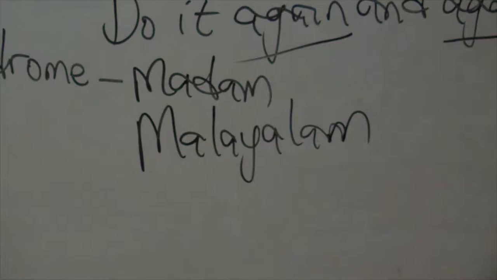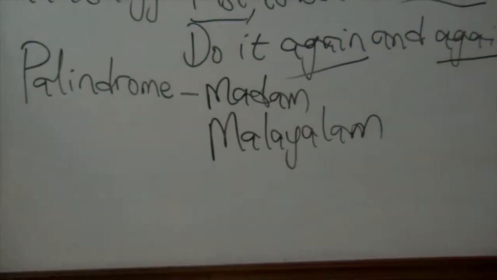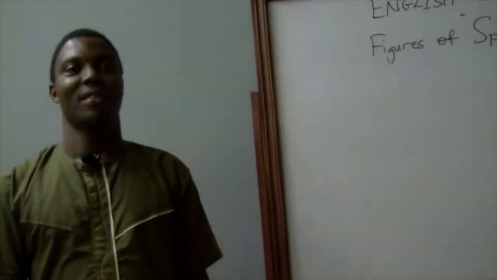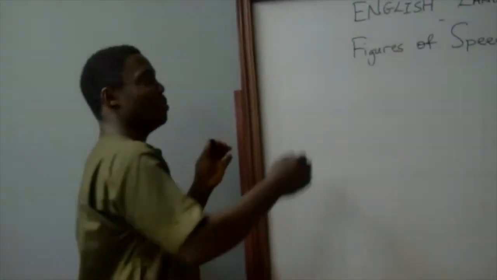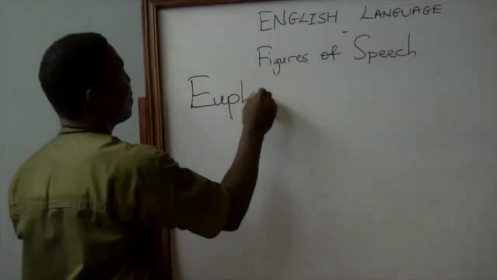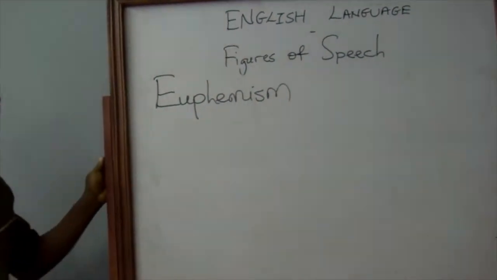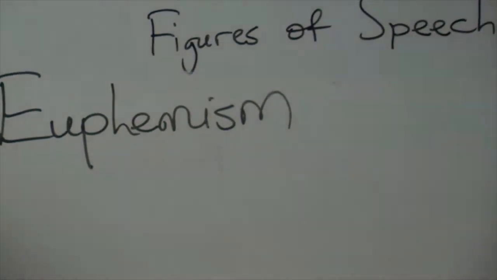Malayalam. Whether you spell it backward or forward, you still have the same word. It is a figure of speech. Okay, the next word we are considering is euphemism. It doesn't sound like it is spelled, but it is pronounced as euphemism.